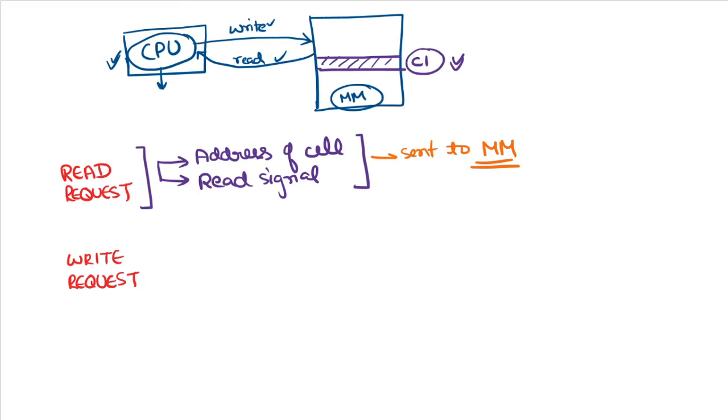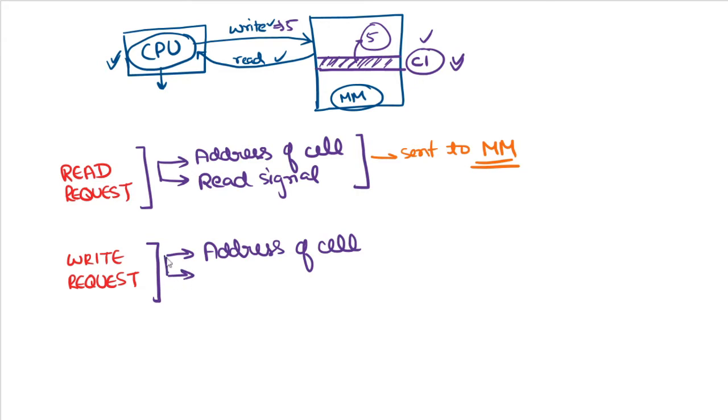Similarly, whenever the CPU wants to perform a write operation, the CPU will send three things. It will send the address of the cell. For example, the CPU wants to write the value 5 in cell C1. What it does is it sends the address of cell C1.